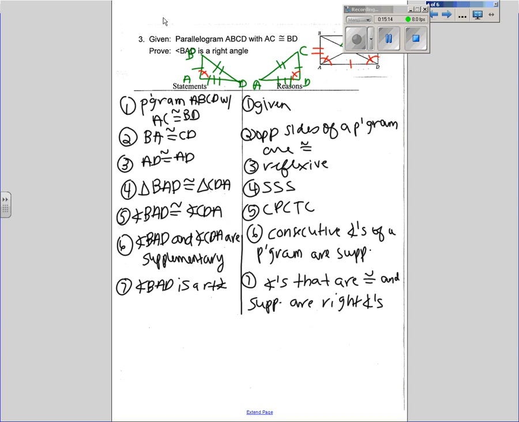Okay, let's see if I can move this. I don't know that I can. Can I move this? No, that's okay.